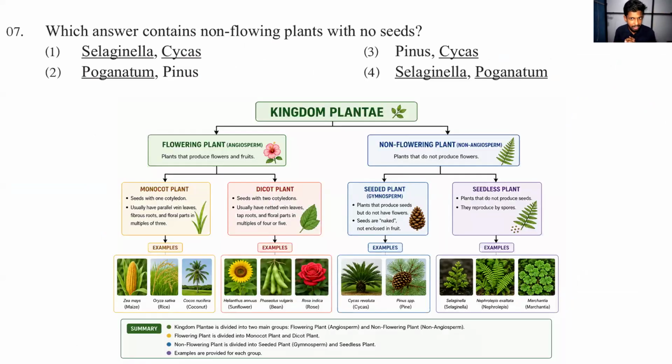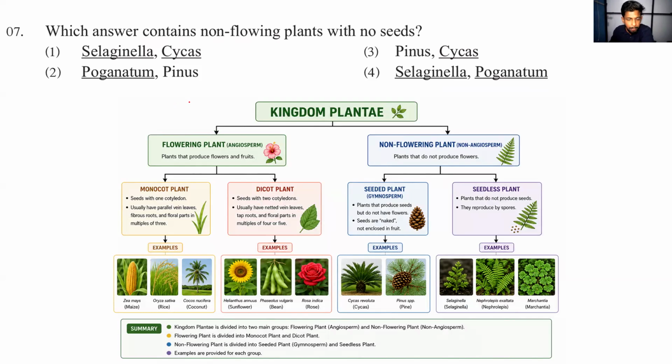Seventh one regarding the kingdom plant. In our last theory class we have discussed regarding the kingdom plant, right? You may remember this one. So okay, we'll discuss this question here. Pulahal, this question is based on the kingdom plant, right?